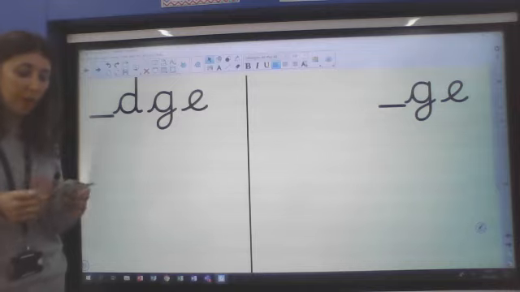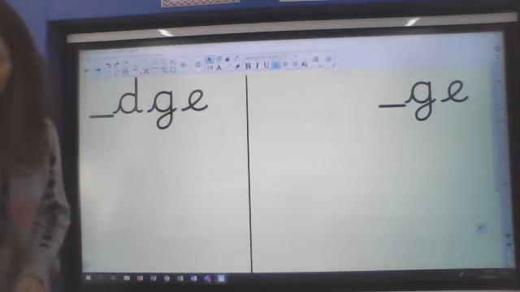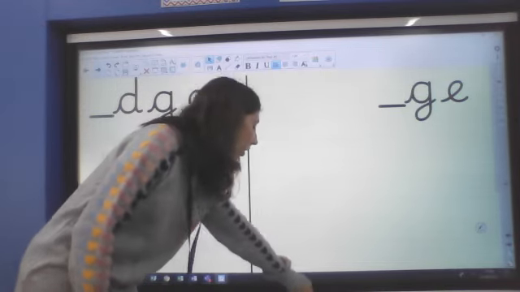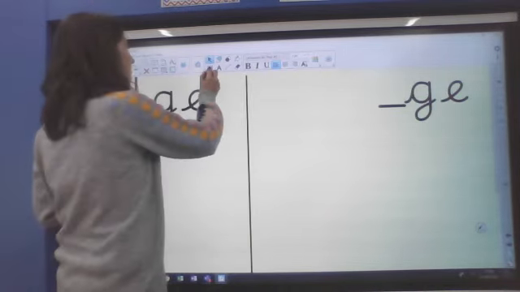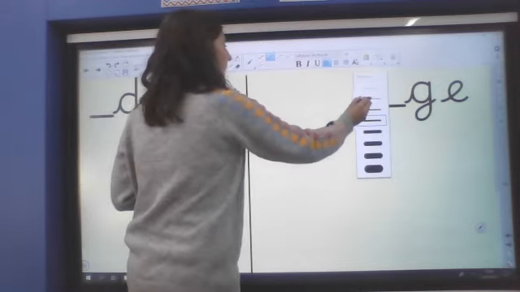Okay, I'm going to read them one more time. We should have got ledge and range, splodge and plunge, exchange and partridge. Okay, let's have a little look and set them in red so you can see them a little bit clearly. Okay, let's have a little look then.